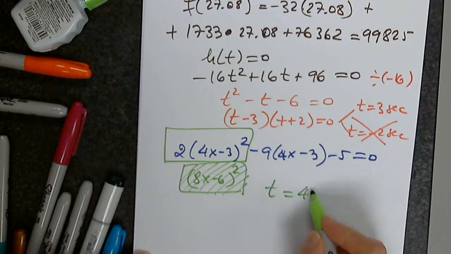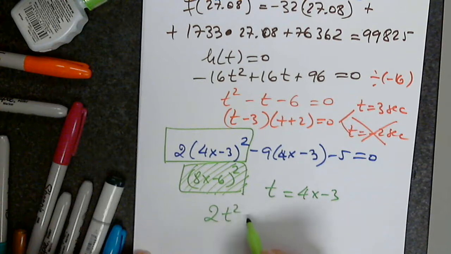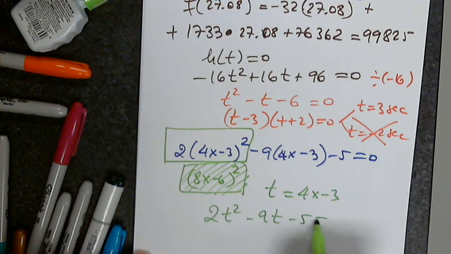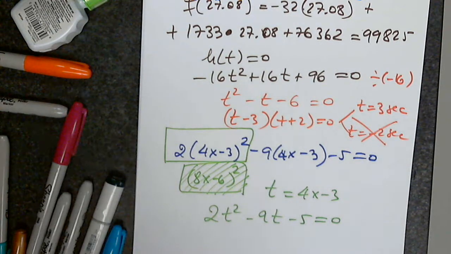So what I would have done: I would have denoted 4x minus 3 by t. And then I would have had this. Factor this completely. Get two solutions for t. And then solve.